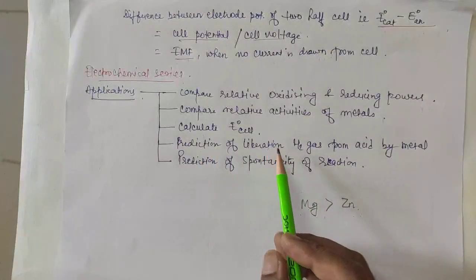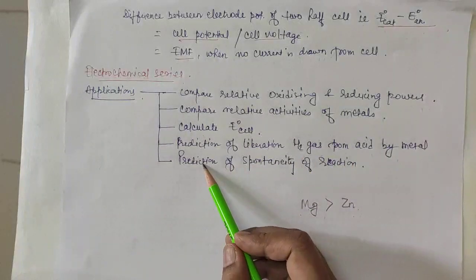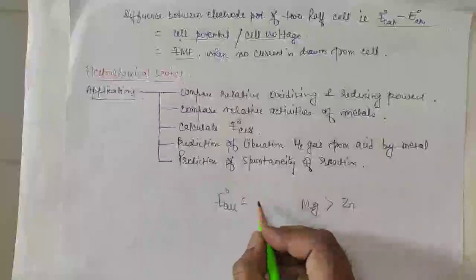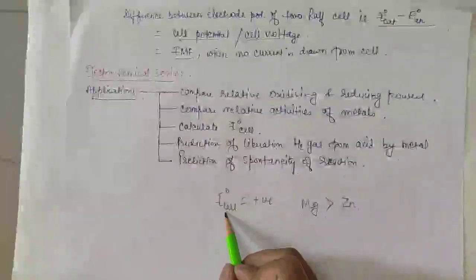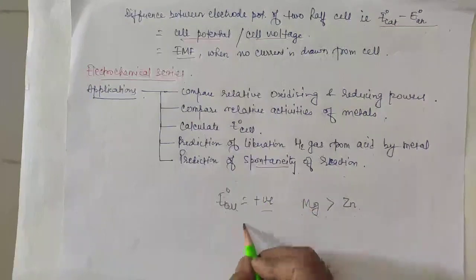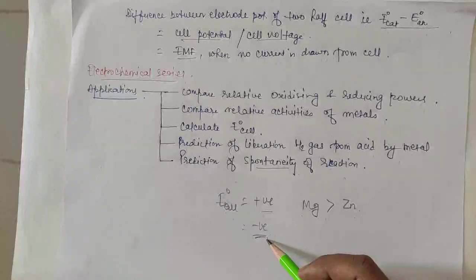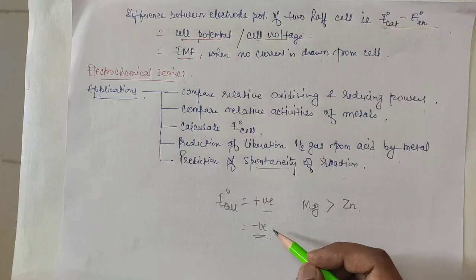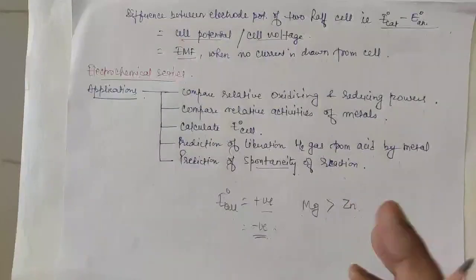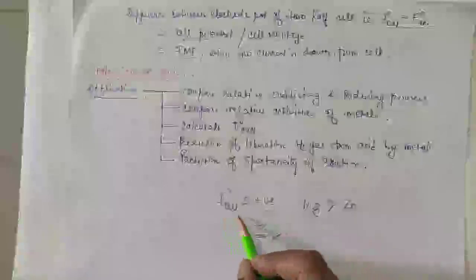We can also predict whether hydrogen gas is liberated from an acid by a metal or not, and also predict the spontaneity of the reaction. If E naught cell of the reaction comes out to be positive, the reaction will be spontaneous, and if it is negative, the reaction will be non-spontaneous. If we reverse the electrodes, that is, we make the anode the cathode and the cathode the anode, then the reaction may become spontaneous, and it will come out positive.